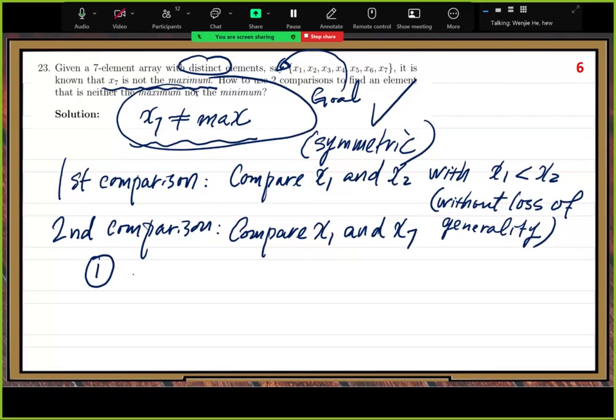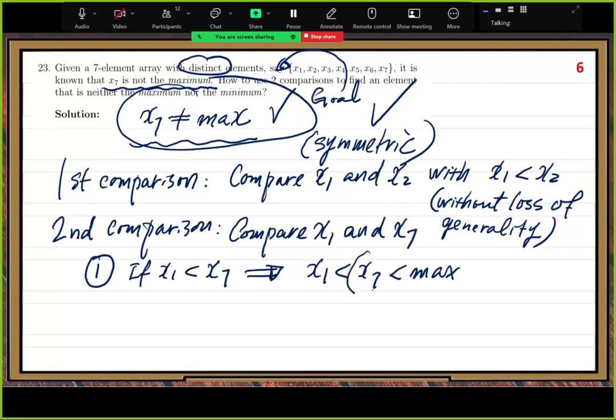Subcase 1: if x1 is less than x7. We can make a conclusion: x7 is the solution, because we have x1 less than x7 less than max. The given condition says x7 is not equal to max, which means less than max. So x7 is the solution. That's subcase 1.